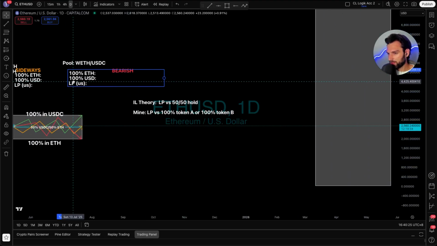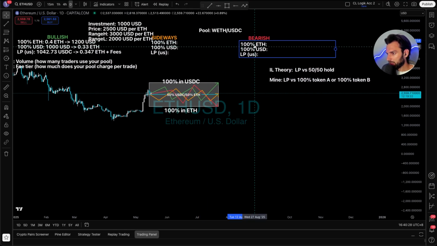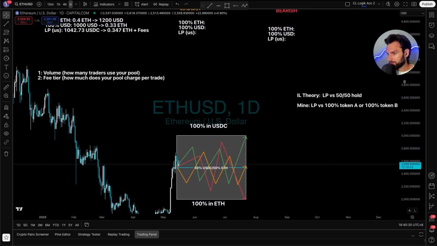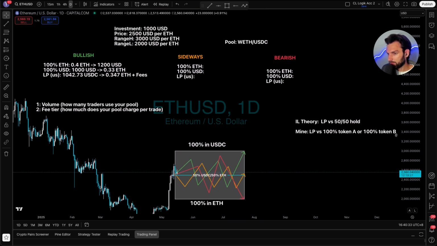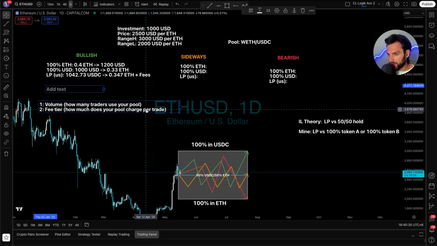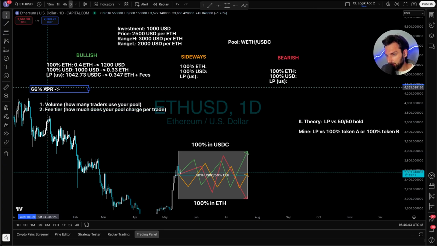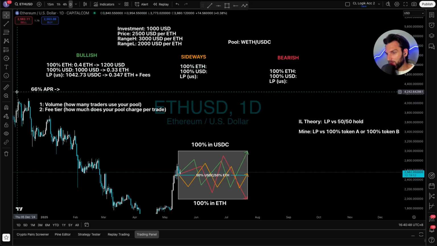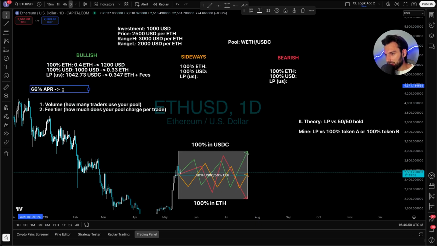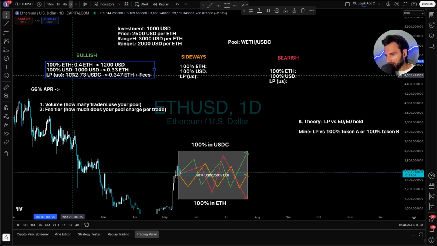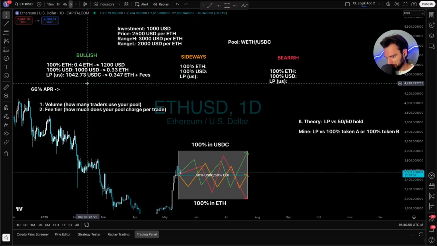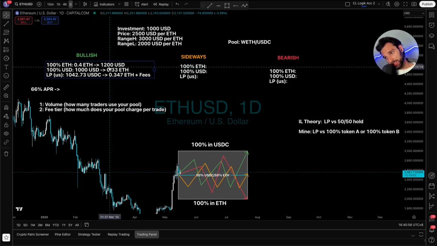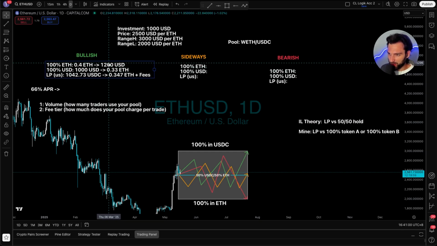So we're going to integrate those in our chart. So the fees are around 66% APR, right? And what is now the difference between us and the winner? Well, us and the winner is, so we have 1,042.73 USD. The winner that held his ETH has 1,200 USD.